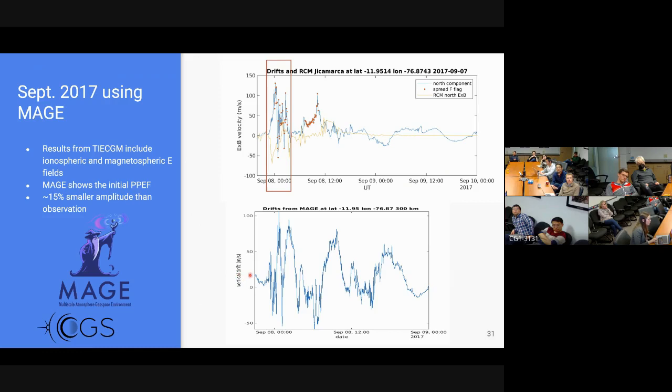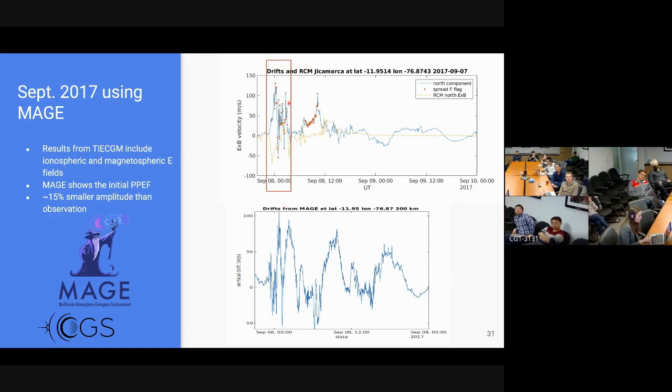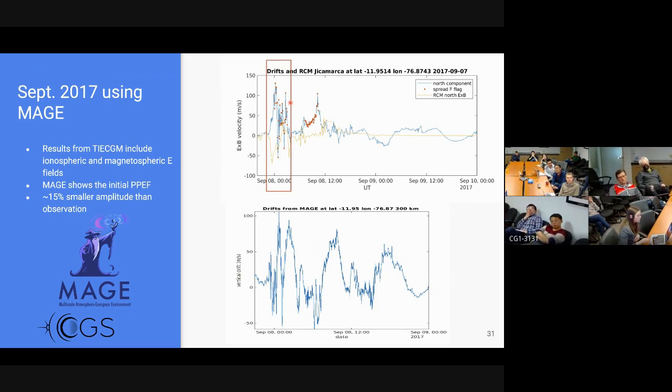This is the same time period, but using MAGE. And we see that MAGE does create at least that initial PPEF, although it has a smaller amplitude than what HAO initially observed. So it is at least promising that even if we're not getting a perfect one-to-one match here, MAGE is at least getting the general effect. So this is something I'm continuing to research and investigate.